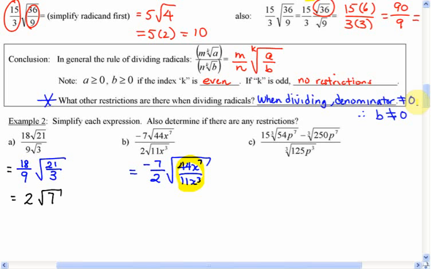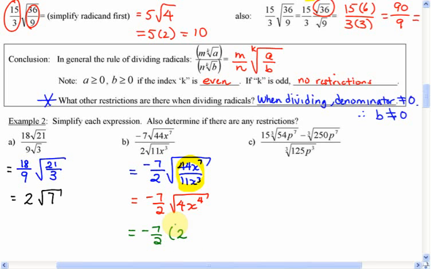Can somebody help me with simplifying the stuff inside the square root here? What's 44 divided by 11? 4. How about the x to the power 7 divided by x to the power 3? X to the power 4. Good. If you leave your answer like this, you can actually simplify a little bit more. I hope you can remember this. What's the square root of 4? 2, right.